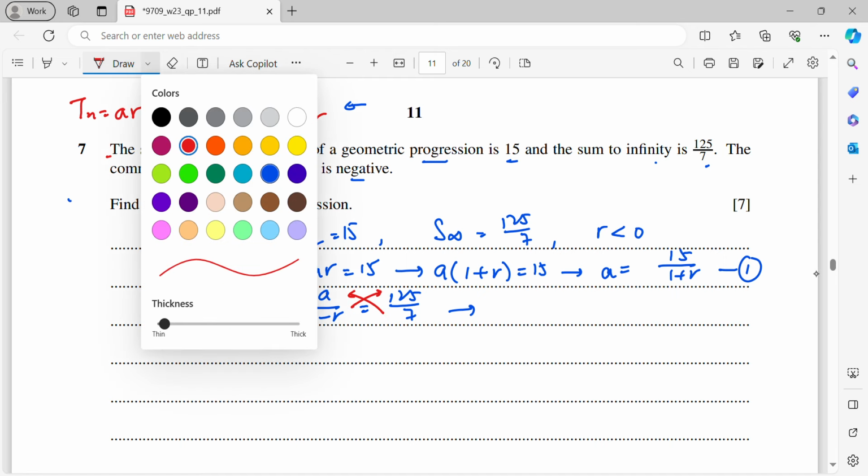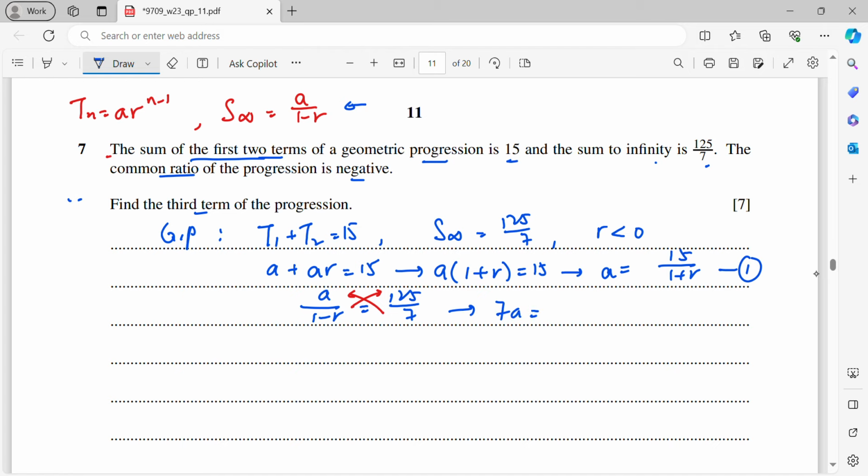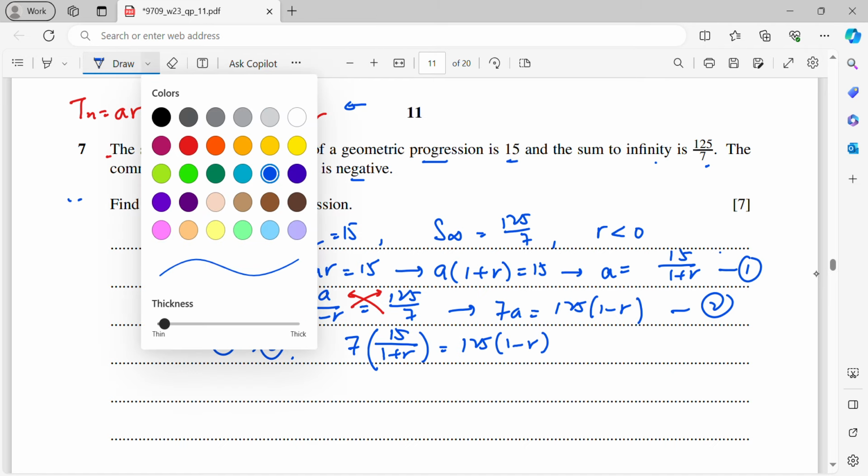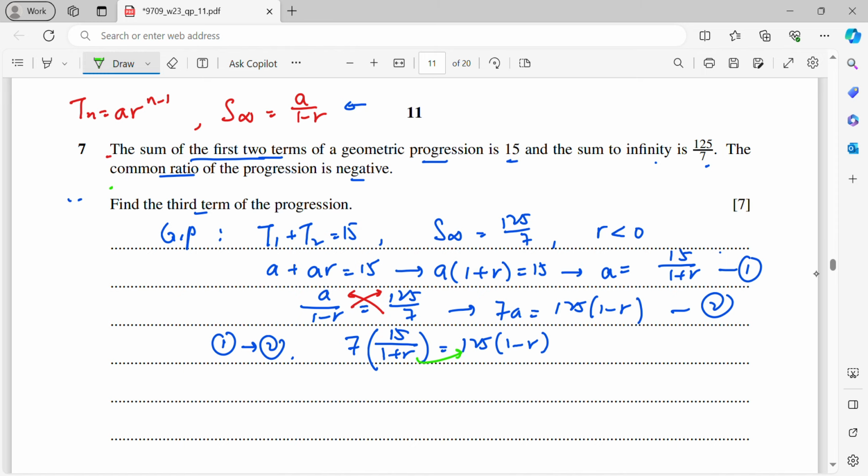Right. So it means that 7A equals 125 times (1 minus r). Okay. Then now the A will be replaced. So substitute the first into the second equation. So 7 times 15 over (1 plus r) equals 125 times (1 minus r). So now the 1 plus r will be moved up.